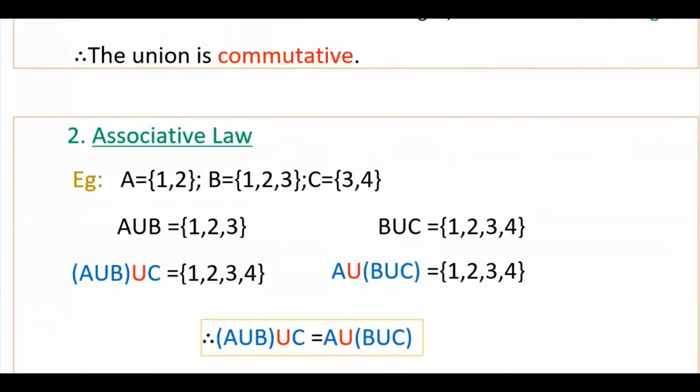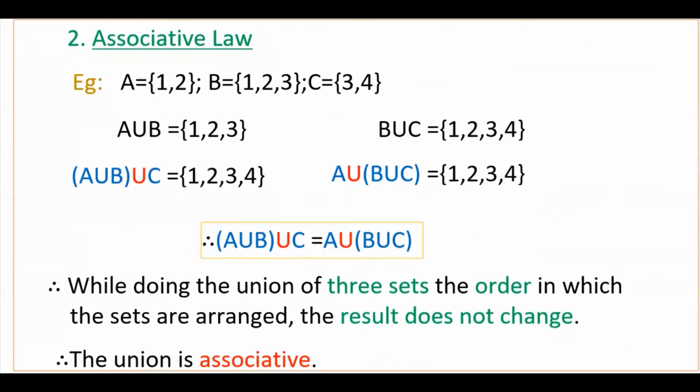And the second one is the associative law. If you take three sets, then see, these are the three sets. A union B is equal to 1, 2, 3. And here B union C is 1, 2, 3, 4. So A union B, again union C. So you have to take these three elements, 1, 2, 3. This is A union B, again with C, which is 3, 4. So if you union these two, then you will get 1, 2, 3, 4.